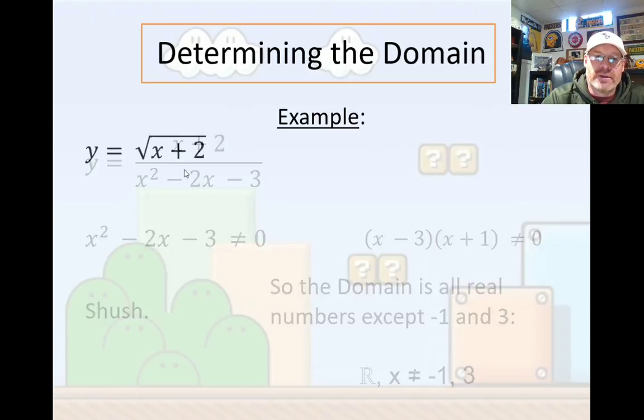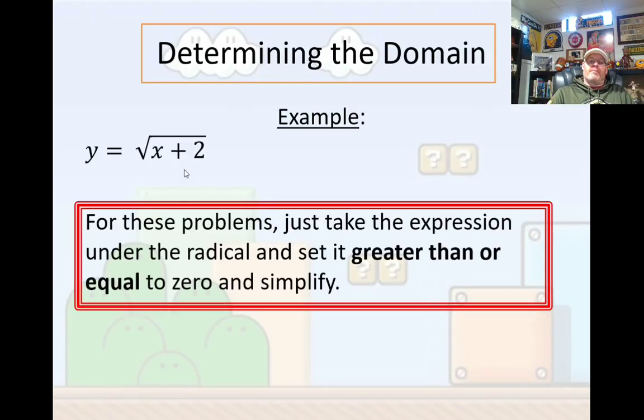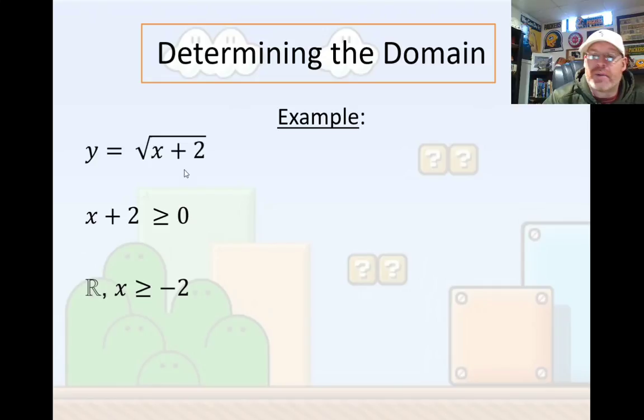What about that radical one? For there, it's almost as simple. You just take what's under the radical and you set it greater than or equal to 0, because you can take the square root of 0. It's just 0. So you include the 0 on there. So, in this case, x plus 2 is greater than or equal to 0. And that obviously turns out to be x is greater than or equal to -2.